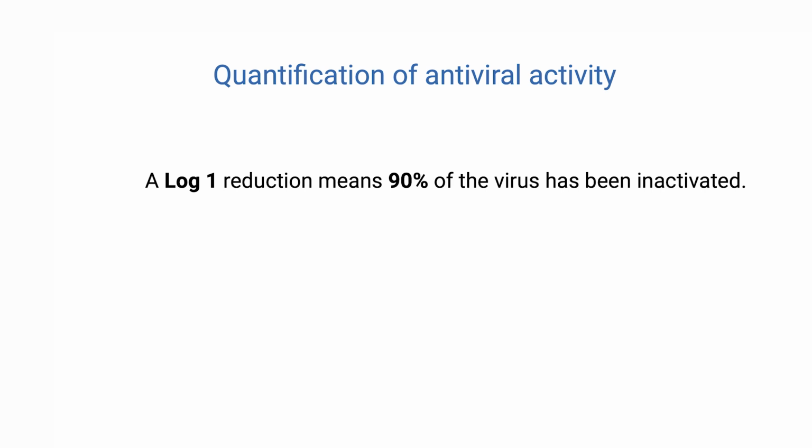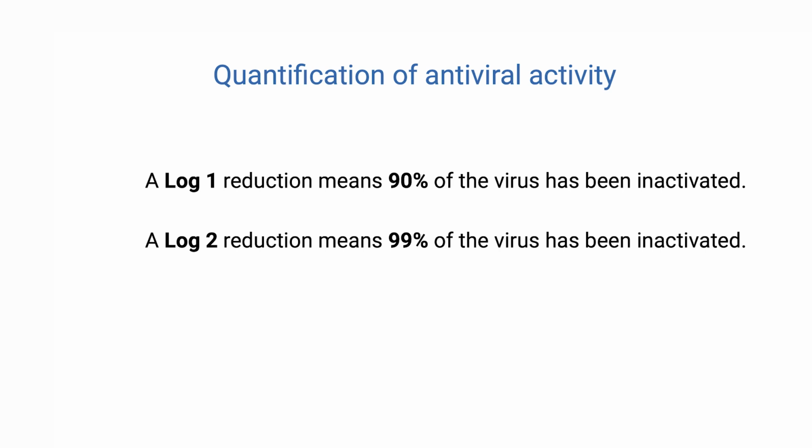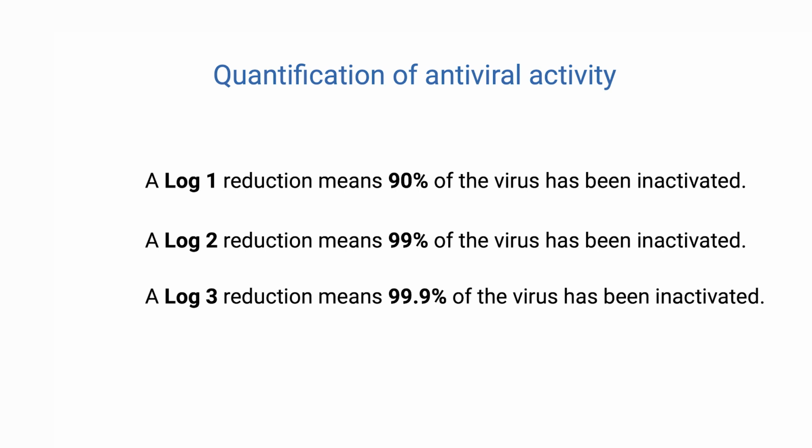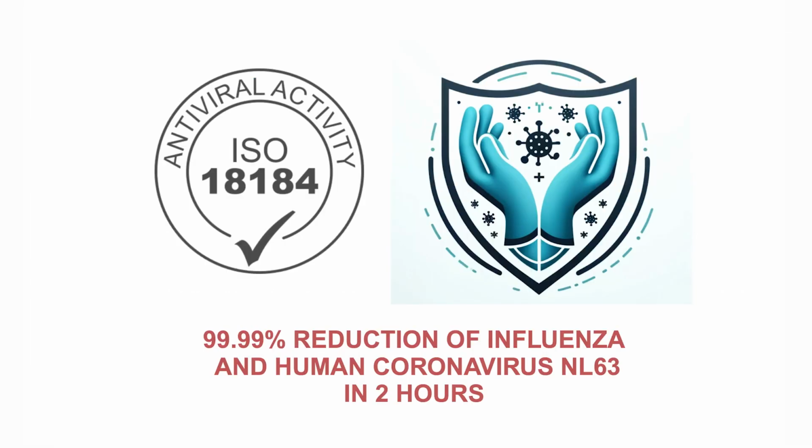A log 1 reduction means 90% of the virus has been inactivated. A log 2 reduction means 99% of the virus has been inactivated. A log 3 reduction means 99.9% of the virus has been inactivated. The higher the log reduction, the better the fabric's antiviral activity. Some products advertise a 99.99% reduction, which corresponds to a log 4 reduction. That's incredibly effective.